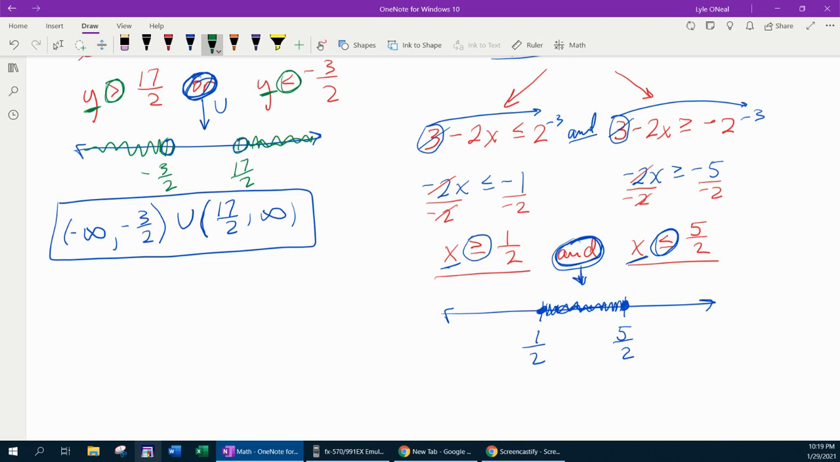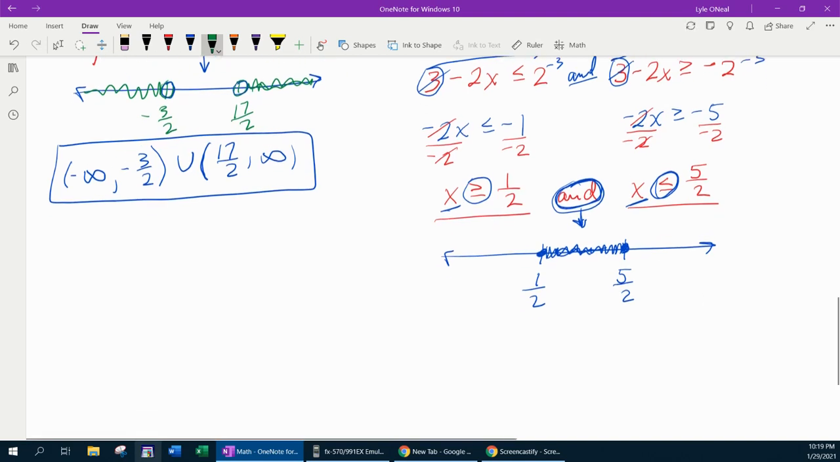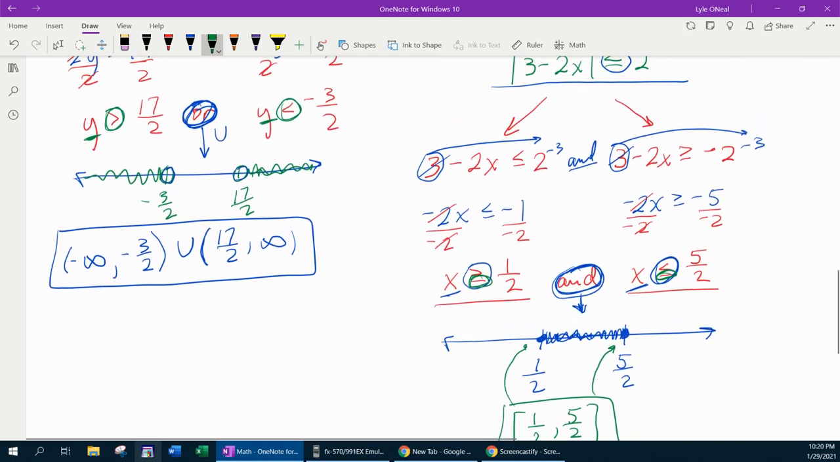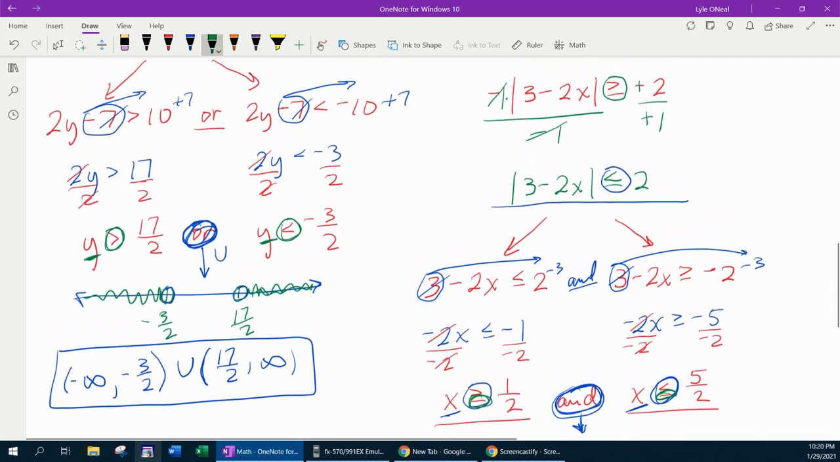Last step for this last example, I need the interval notation. That's going to be everything from 1/2 to 5/2. And do you know why we have brackets and not parentheses? It's because we have solid dots. Why do we have solid dots? Because of the equal to parts. And that is done. And that is it for this particular lesson.